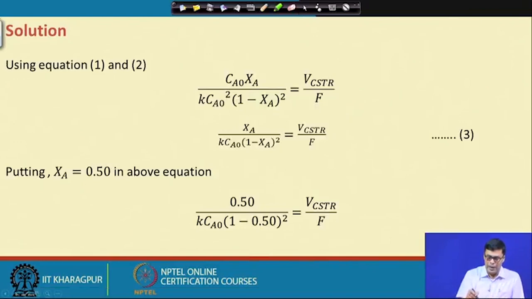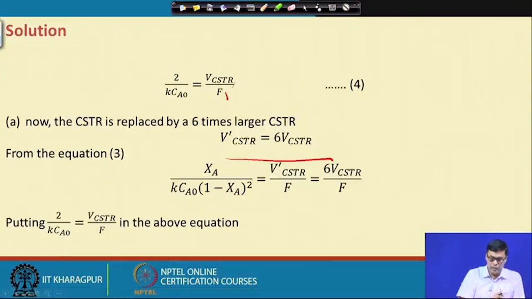Now, then we can analyze the reactor like this: C A 0 into X equals K into C A 0 (1 minus X) whole squared. We can find this out, and finally we come to this expression, because one C A 0 will cancel, so one C A 0 will remain here. Now, put the value here, 0.5 for 50% conversion. Then here we have this equation, 2 by K C A 0 equals V by F.